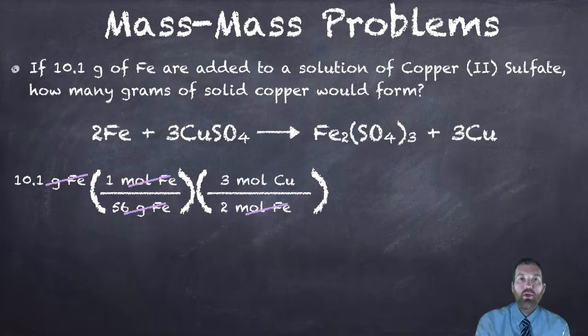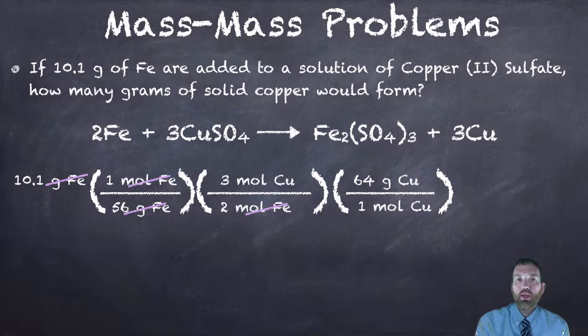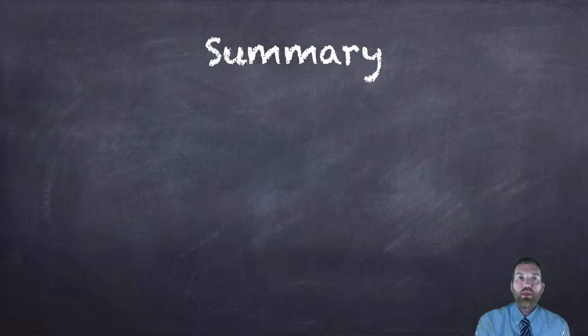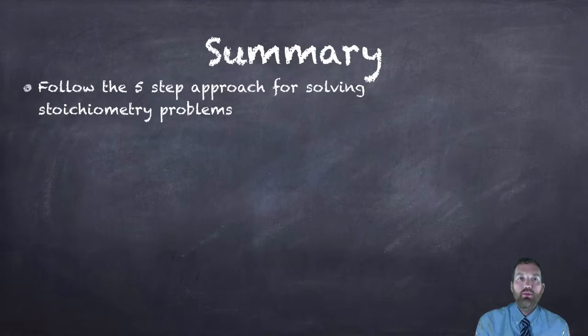But I want grams of copper. So I need to do one more step and convert from moles of copper on the bottom, and 1 mole of copper, according to the periodic table, is 64 grams of copper. Now moles and moles of copper cross off. I'm left with grams of copper, what they're asking me for. So it's time to punch it into my calculator. 10.1 divided by 56 times 3 divided by 2 times 64 is 17.3 grams of copper.